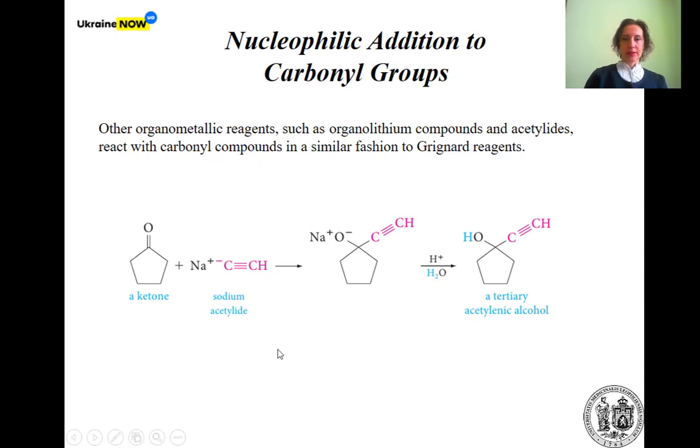One more similar method possible for nucleophilic addition to carbonylic compounds is addition of organolithium compounds. Similarly to the Grignard reagent, this red part is added to the carbon and lithium is added to oxygen. This reaction is the same convenient method to get alcohols, including with a triple bond in the molecule.